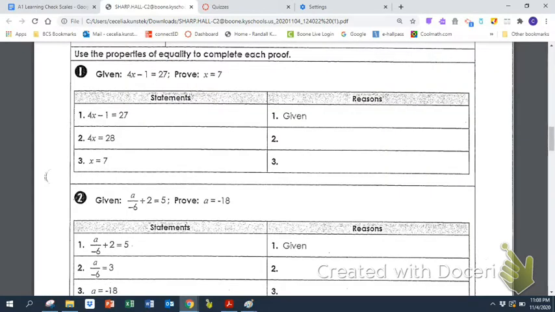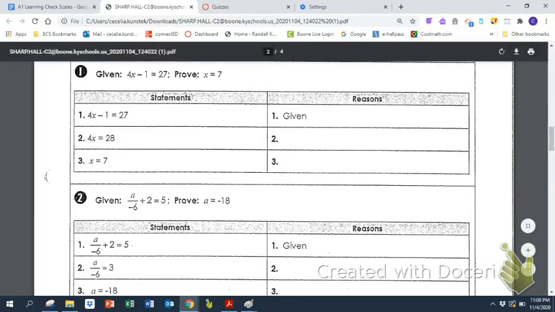Okay, on number 1, given 4x minus 1 is equal to 27, prove that x is equal to 7. So in other words, we would look at this and say solve for x. Well, they're telling us what x is, and we have to go through the steps and prove it. So one thing that's important to know when you do proofs is you're going to start with the statement that they give you, and then you're going to rewrite it and mark it as given.